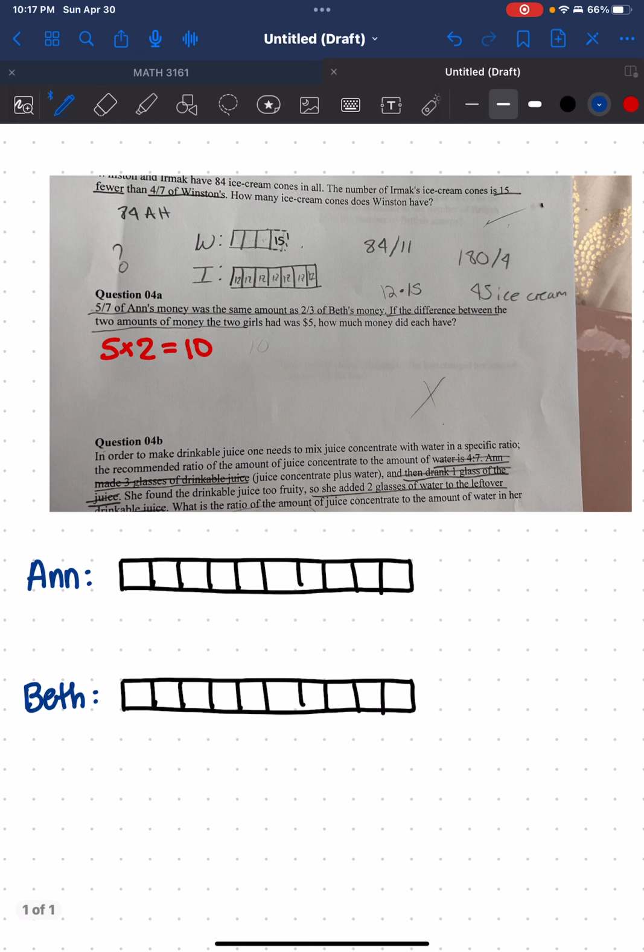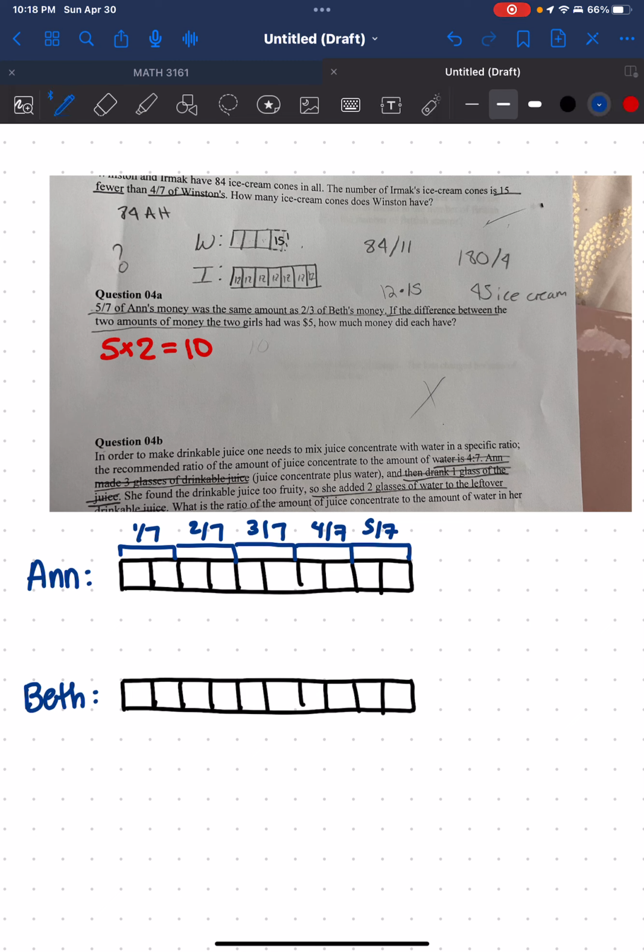So with Anne, again, this is 5/7. So if you want to get the 10 boxes into 5 sections, it would be 10 divided by 5, which means that each section would be 2 boxes. So this would be 1/7, 2/7, 3, 4, and 5. And then the denominator is 7, again, just because in the problem it's 5/7. The denominator is 7. And we're not working with the full money yet.